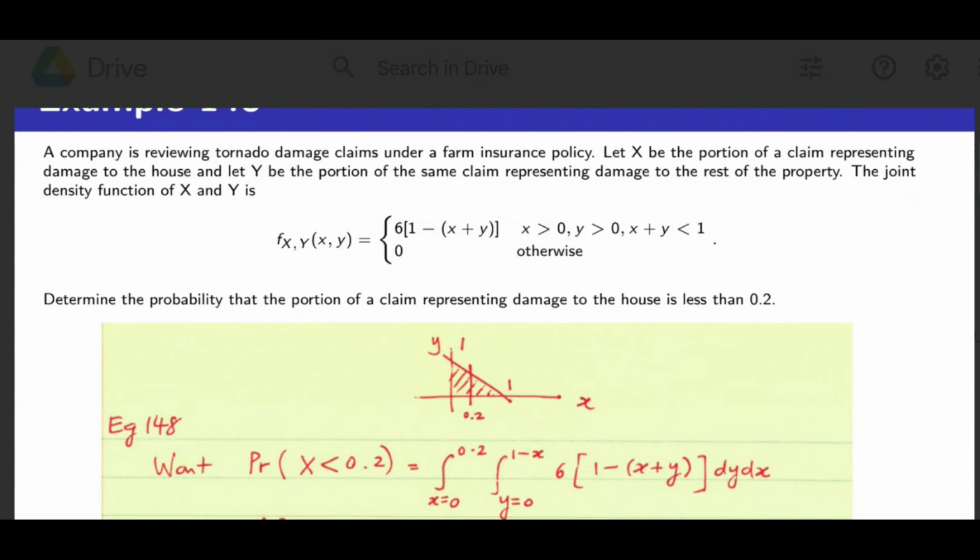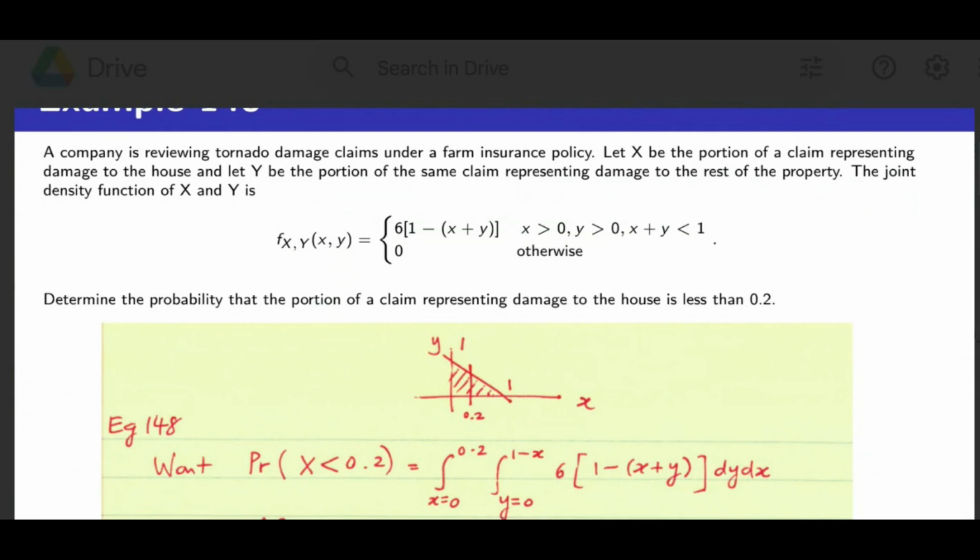The total probability over this must be 1. We know X plus Y must not exceed 1. This line is a boundary, because how can you have proportions more than 100%? That makes no sense. So that's the region. So what do we want? We want to determine the probability that the portion of the claim for the house is less than 20%. I want to know the probability that the house claim is less than 20%. I don't care about the non-house, the Y part.